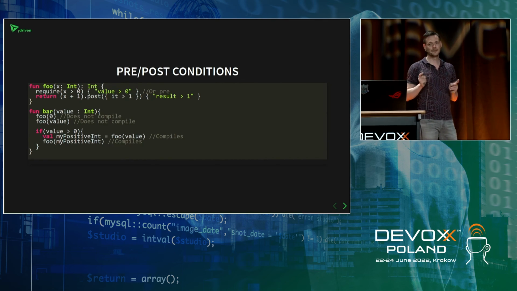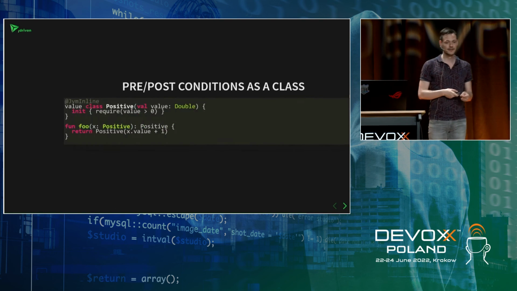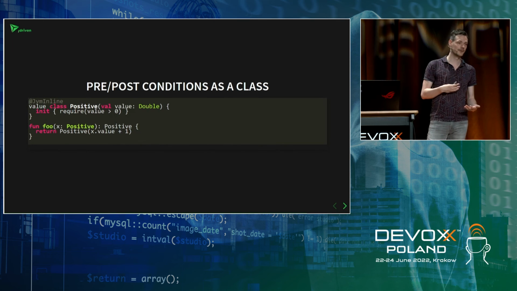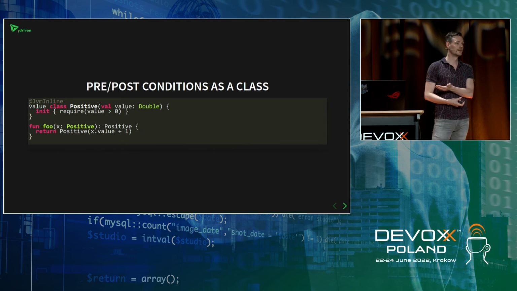Personally, I don't like to add pre and post conditions to all my functions. So instead, I like to use objects. So I would create indeed a Positive object, add a require there, and just make sure that the input of the function is a Positive and the output is a Positive. So this way, the compiler already has all the information it needs, that what comes in is greater than 0 and what comes out is greater than 0.